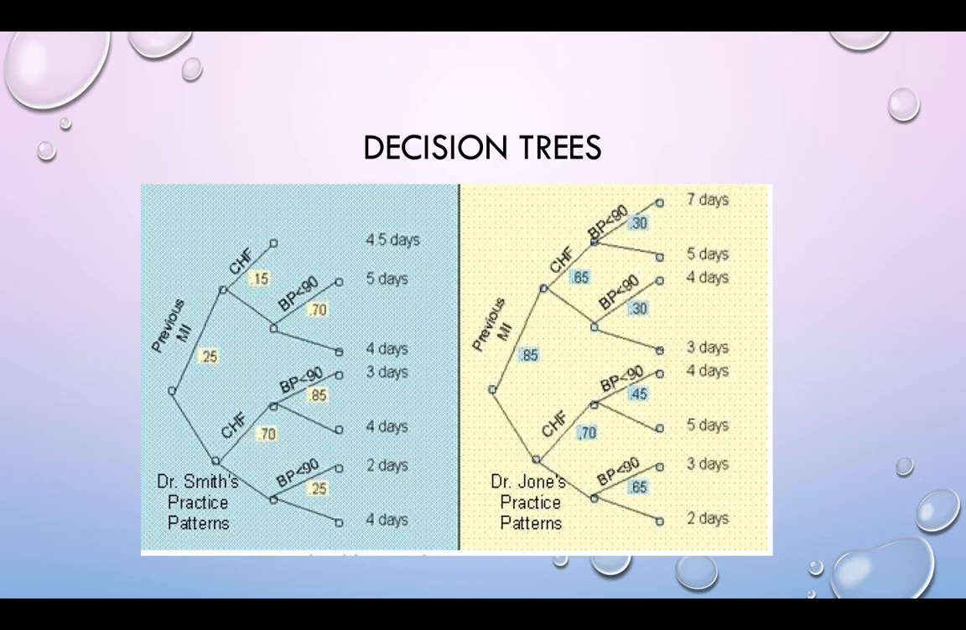So we are provided with the 2 decision trees for Dr. Smith and Dr. Jones. As you can see, we have these lines with nodes. These nodes represent the possibilities of contracting the infection. The bars that do not have any lettering on top, for example, like previous myocardial infarction, mean that they have not contracted the infection.